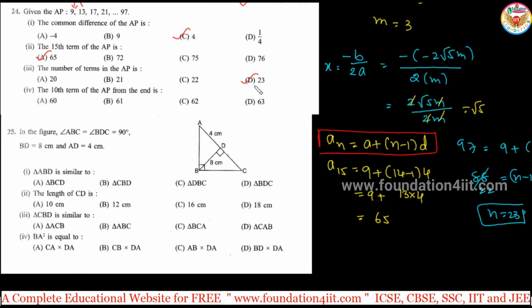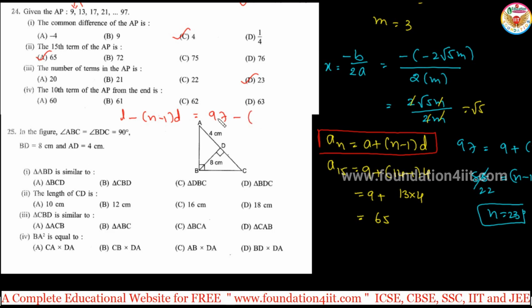Right? And the 10th term of the AP from the end. If you see a question asking for anything from the end, we have the formula L minus n minus 1 into d. This is the formula to find out a particular term from the end. So L is the last number, 97. So you apply directly: 97 minus n minus 1, where the 10th term we have to find out, so 10 minus 1, into the difference, which is the same, 4. So remember this. This is the formula to find out a particular term from the end.